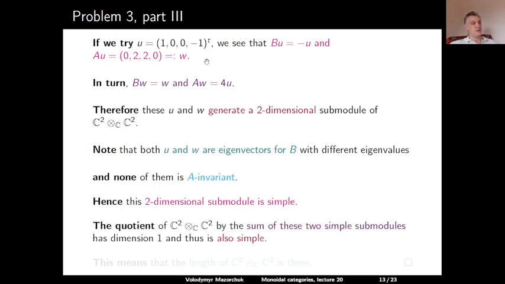And if we factor out from our four-dimensional tensor product the two submodules, the one-dimensional one computed on the previous slide and the two-dimensional one, which we just computed, we will get a one-dimensional quotient that must be simple because it has dimension 1. Altogether this means that the length of our tensor product is 3. So we have one one-dimensional subquotient, one two-dimensional subquotient, and then one more one-dimensional subquotient. And this solves problem 3.